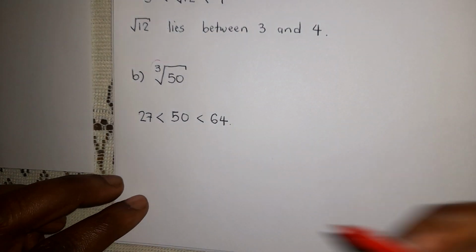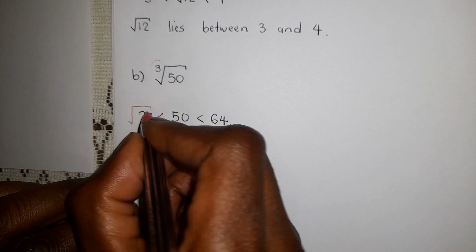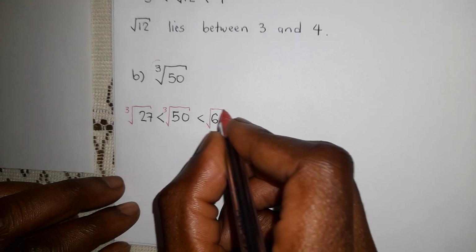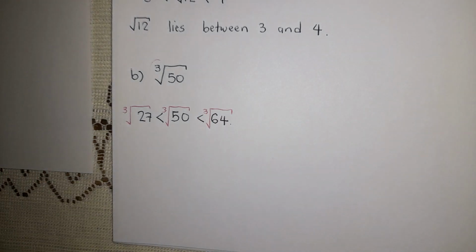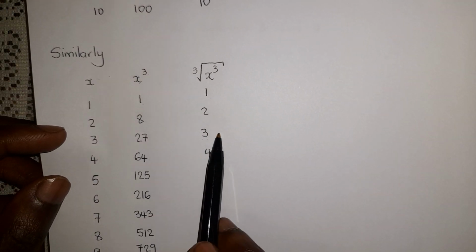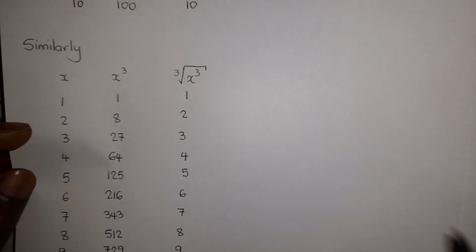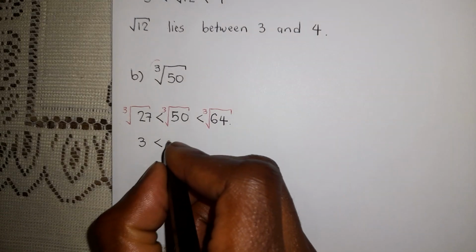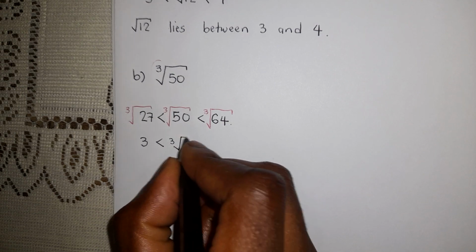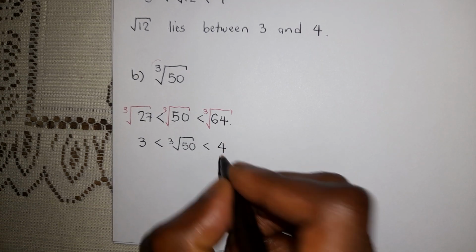Now what I'm going to bring back is a cube. I'm going to cube root the side, and cube root the side. Again, if you still don't understand it, the cube root of 27 is simply 3. Then you still have your cube root of 50 here. And lastly, the cube root of 64, you'd find that it is 4.